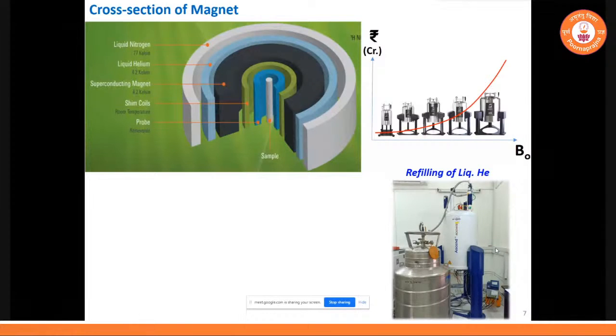Liquid nitrogen, of course, is a cheap commodity, cheaper than one liter of milk. So we are getting one liter of liquid nitrogen for around 30 to 35 rupees. Now it requires 3,000 liters of that. You calculate again. So maintaining NMR is not an easy task. That's why we usually call NMR magnets white elephants. Okay.